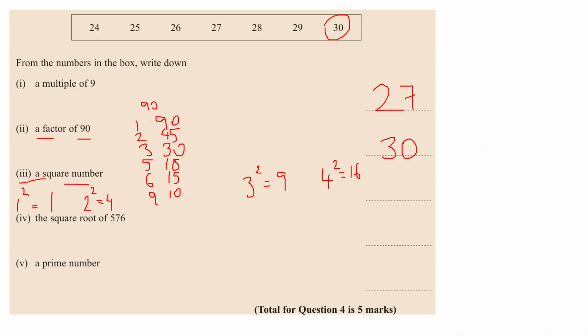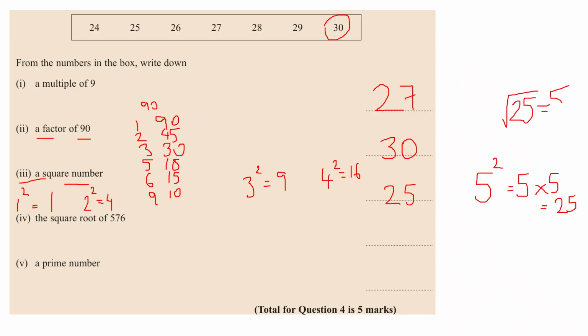So 25 is a square number because 5 times 5 makes 25, or 5 squared equals 25. It means 5 times 5, which is 25. And the square root of 25 will be equal to 5.